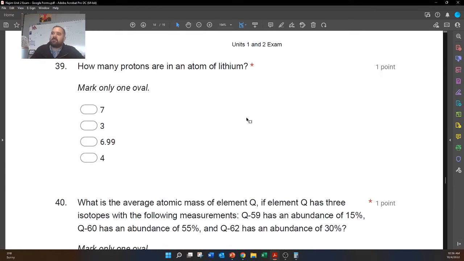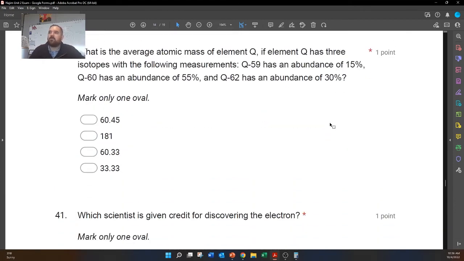How many protons are in an atom of lithium? So lithium always has 3 protons. If you look at the periodic table, it has an atomic number of 3, telling you that it has 3 protons. What is the average atomic mass of element Q if element Q has 3 isotopes with the following measurements? 59 with an abundance of 15.